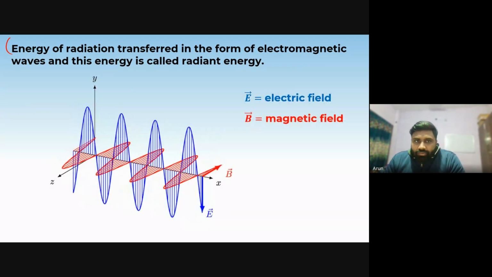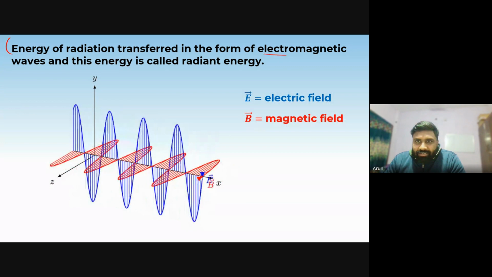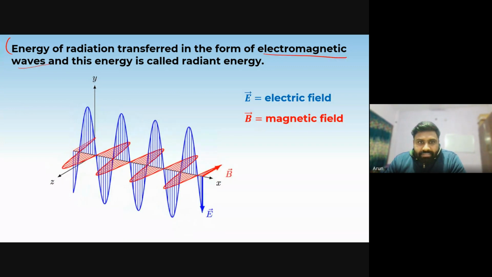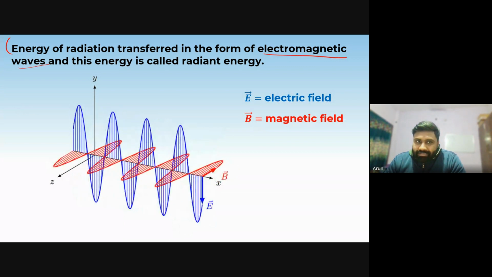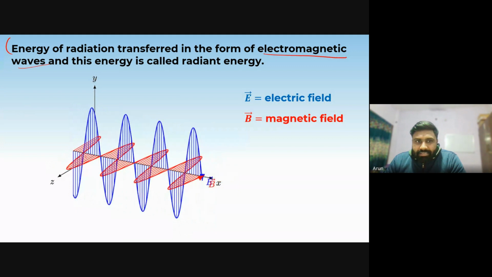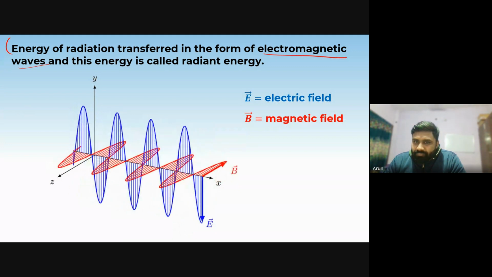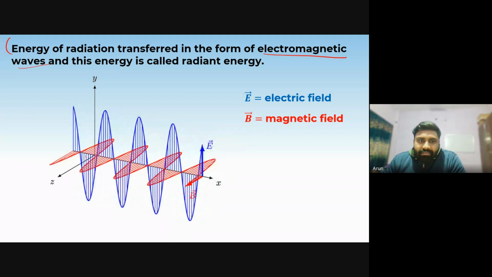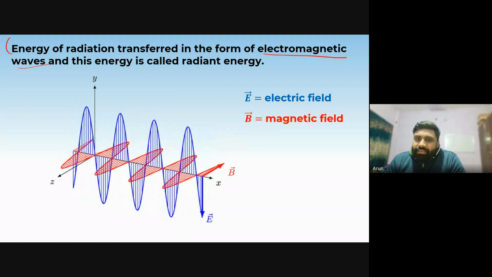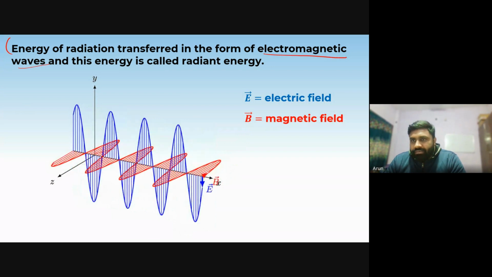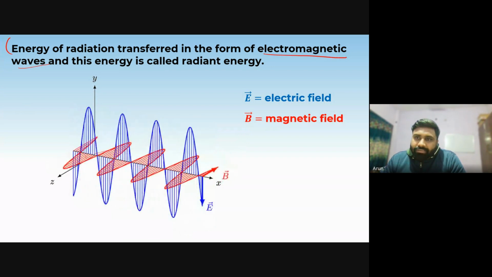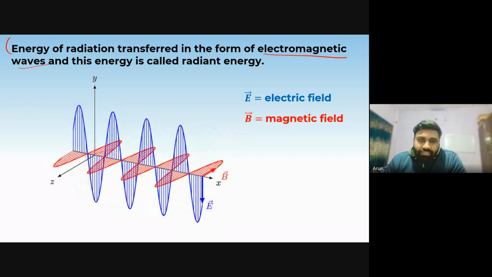This way, we have seen that this is the electromagnetic waves in action. So an electromagnetic wave is plotted like this. This vertical blue line is the variation of electric field with respect to time, and this red wave is the variation of magnetic field. You will learn about this in the upcoming Class 12 electromagnetic wave chapter.